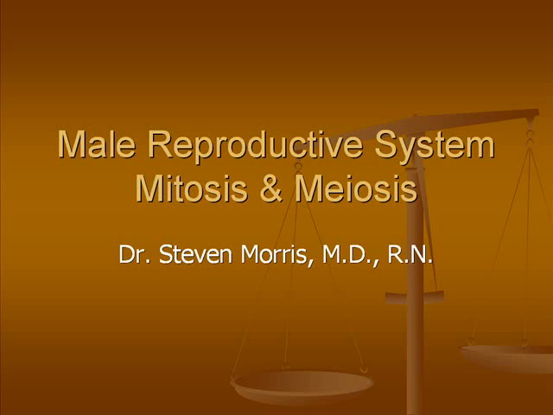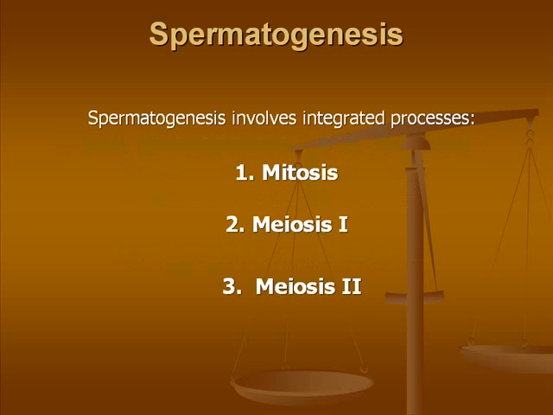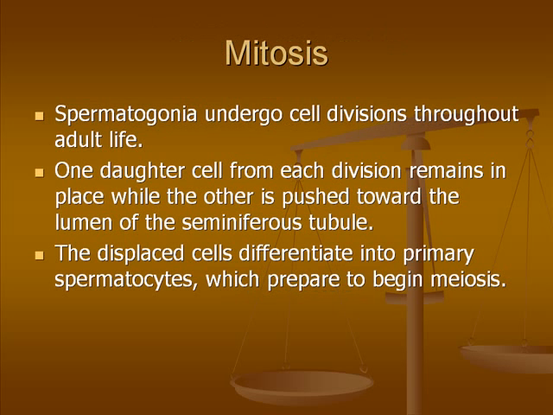Okay, we'll go a little more into detail about the male reproductive system, some aspects of mitosis and meiosis, and what's involved in the development during spermatogenesis, which is an integrated process in development. It involves mitosis, which typically is referred to as the division of somatic cells, and meiosis, which specifically refers to the division of the gametes.